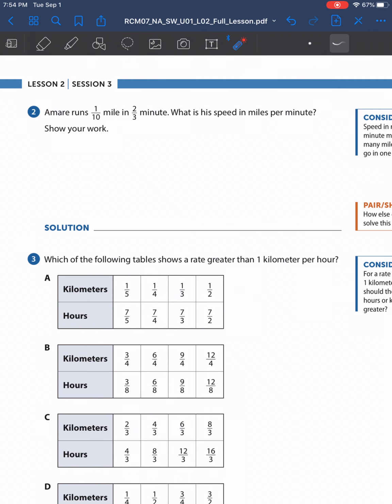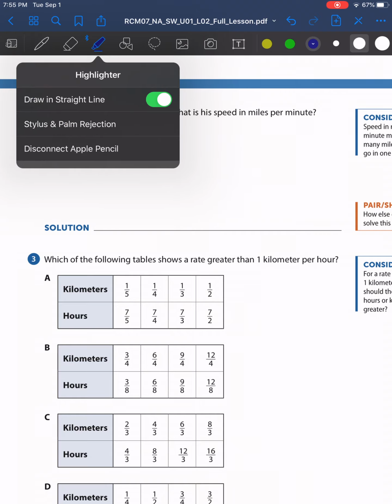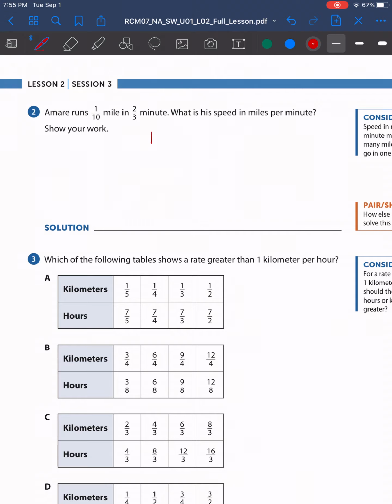Amir runs 1/10 mile in 2/3 minutes. What is his speed in miles per minute? Do you guys remember what I said this word means? Per. Per means divide. Okay? If I want to take miles per minute, that means I need to take the miles per the minute. Okay, so let's go ahead and do that. I'm going to take miles, per means divide, minute.